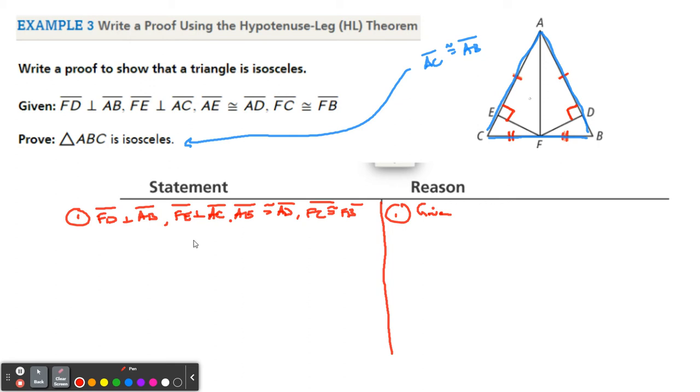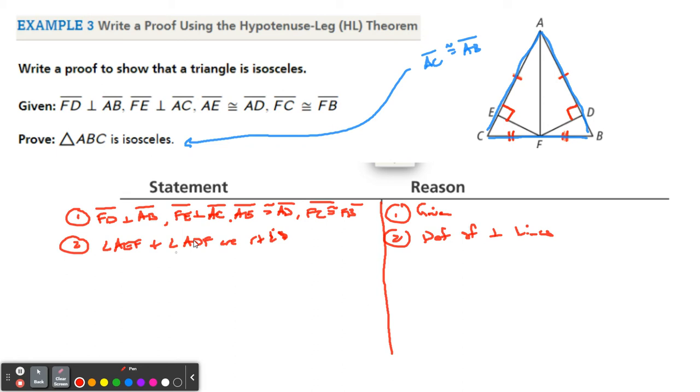So I am going to focus on these top two triangles first. Okay, so we know that angle AEF and angle ADF are right angles. Right angles, that's the angles' S. And that is by the definition of perpendicular lines. Again, you'll see me use a lot of shorthand when I do these proofs.